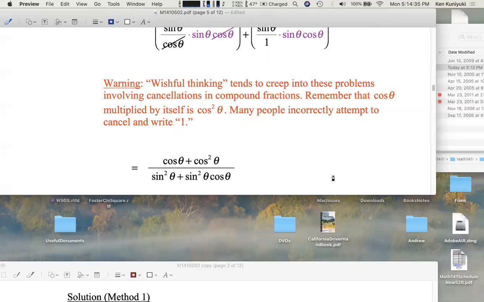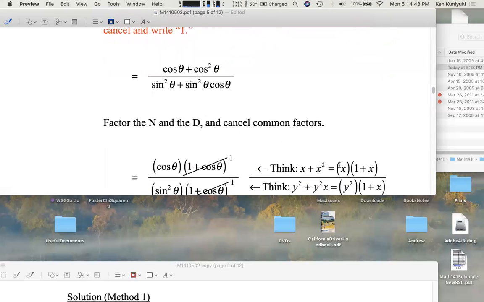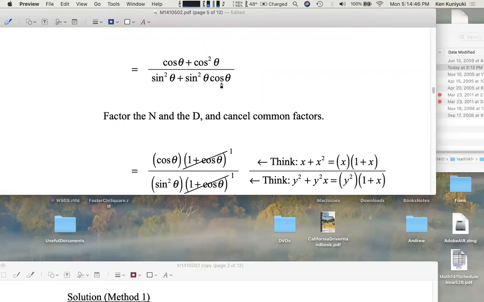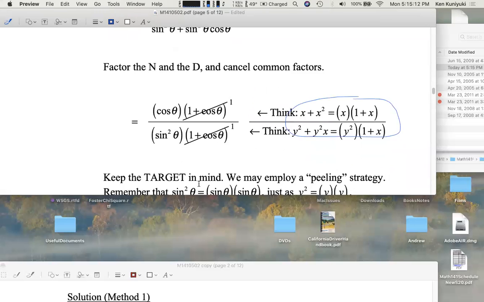Hint, a substitution might help. What could you do with x plus x squared, for example, up on top, and y squared plus y squared x on the bottom? You can factor. And in fact, this snap substitution could help you. You might want to show this or not. But anyway, when you factor, hey, look at this. On both the top and the bottom, you get 1 plus cosine of theta. As factors of the entire top and the entire bottom, they divide out to 1. Again, we're not worried about hidden restrictions. You end up with cosine of theta over sine squared of theta.